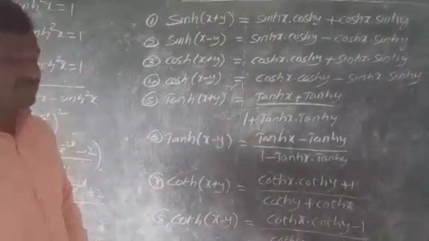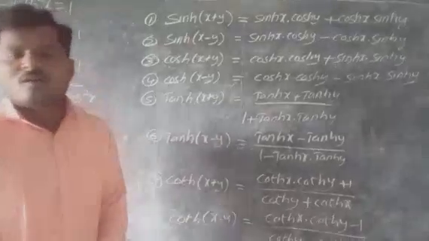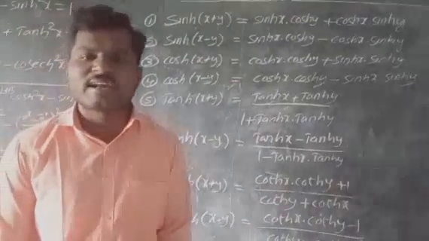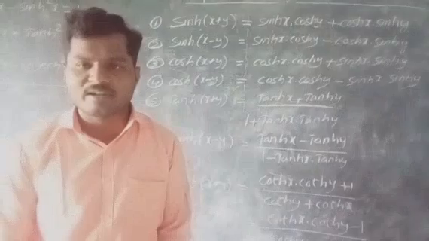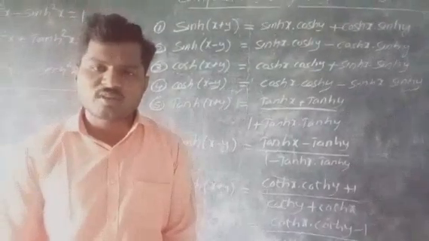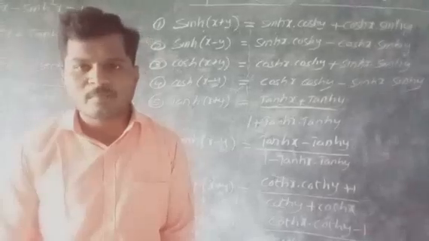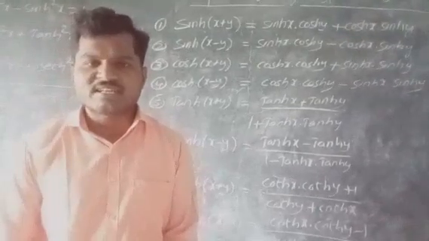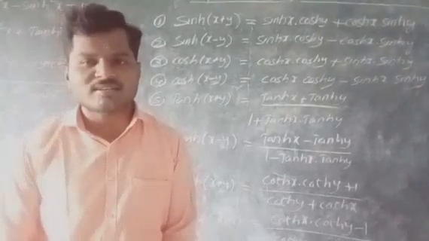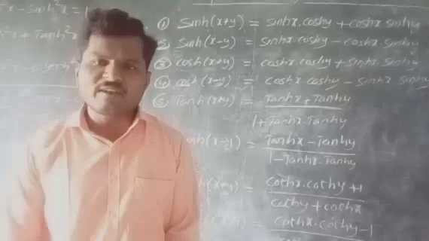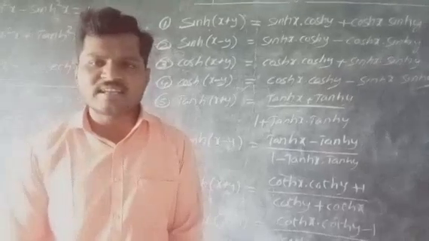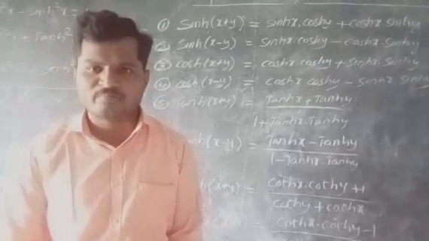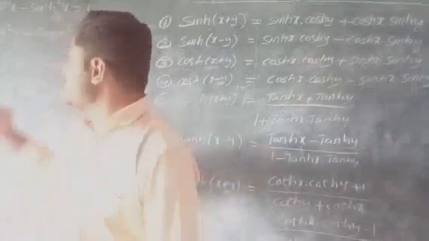And one more thing, we already learned trigonometric identities in trigonometry. It is sin square theta plus cos square theta is equal to 1, secant square theta minus tan square theta is equal to 1, cosecant square theta minus cot square theta is equal to 1. In the similar way, we have three identities in hyperbolic functions also.